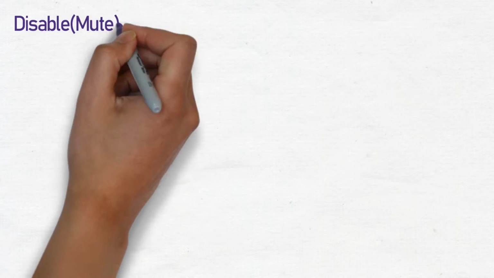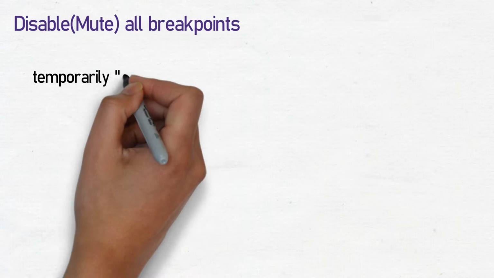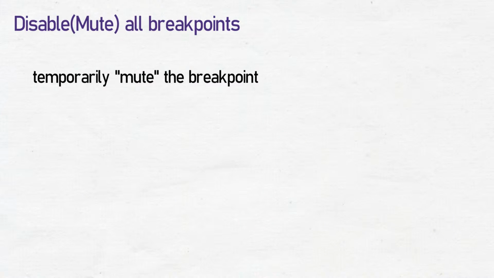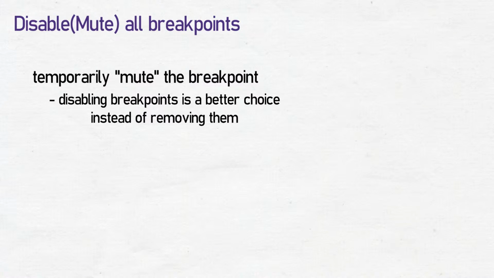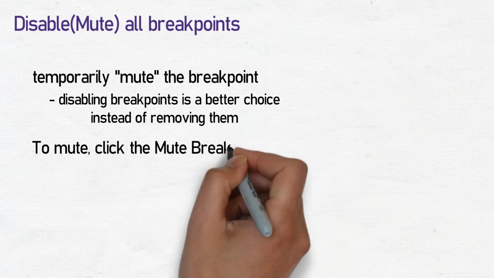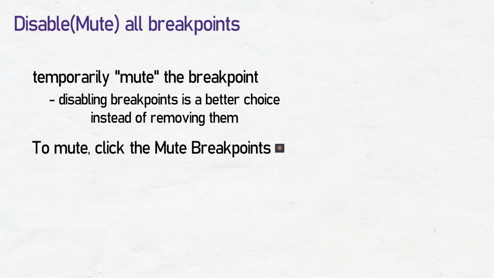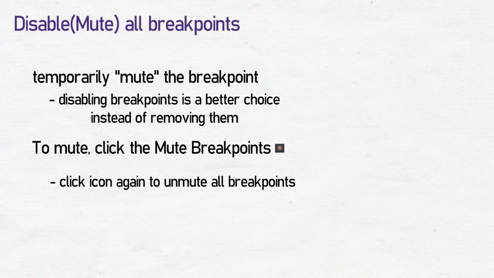Disabling a breakpoint enables you to temporarily mute that breakpoint without removing it from your code. If you remove a breakpoint altogether, you also lose any conditions or other features you created for that breakpoint. So disabling it can be a better choice. To mute all breakpoints, click the Mute Breakpoints icon. Click the icon again to unmute all breakpoints.